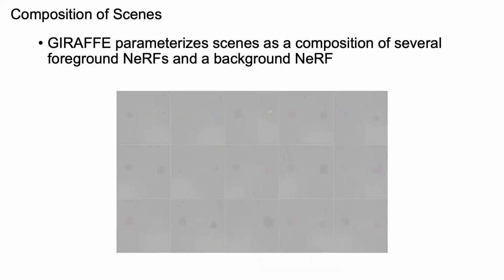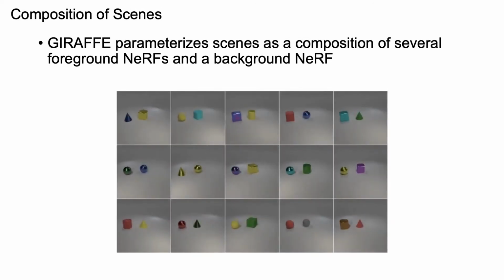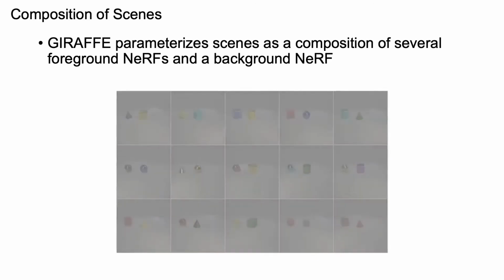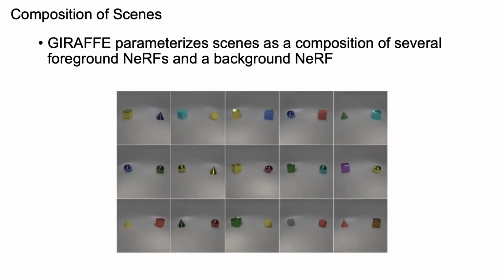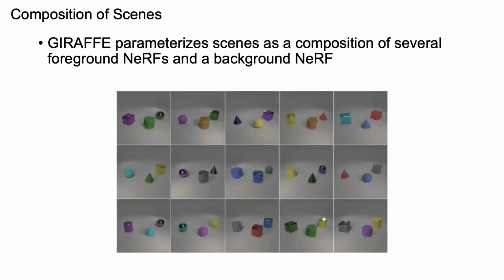Another interesting problem is the composition of scenes. Currently, most 3D GANs are trained on scenes with a single object, and the next logical extension would be to generate larger and more complicated scenes. GIRAFFE approaches this by parametrizing scenes as a composition of foreground object NeRFs and a single background NeRF.